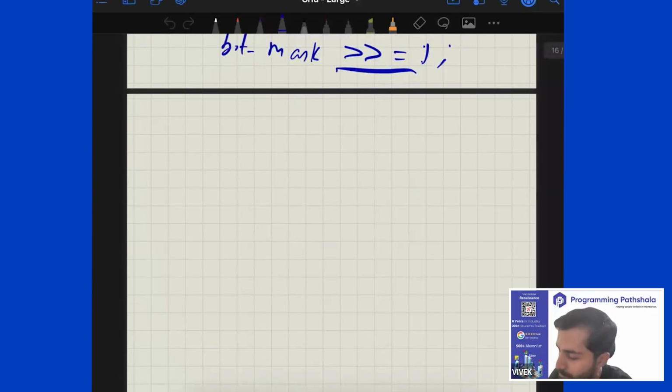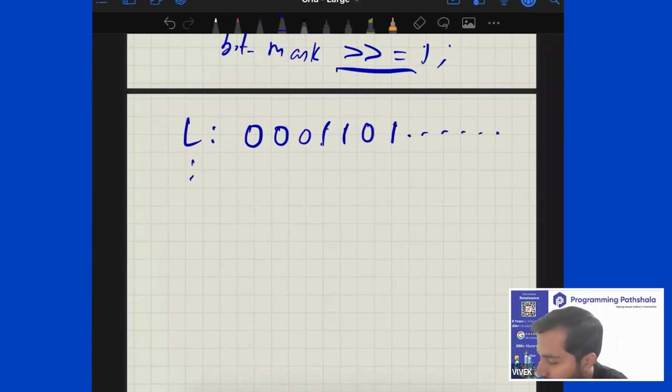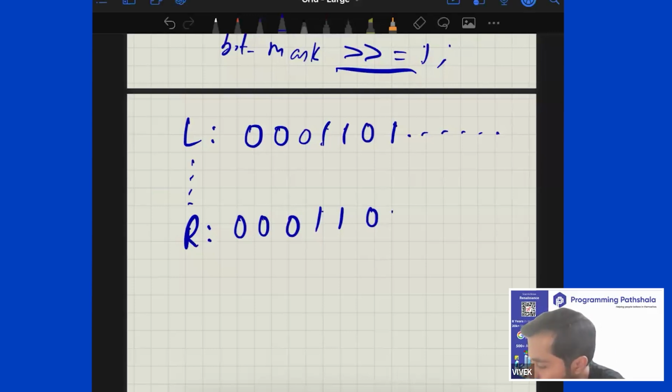Just imagine your first number L was something like 0001101, something like this. Okay. And then your R was of the form 0001110. Here you had a 1, here you had a 0 and here you had a 1. So this position differed, right?